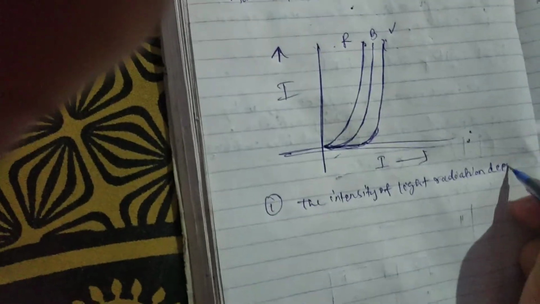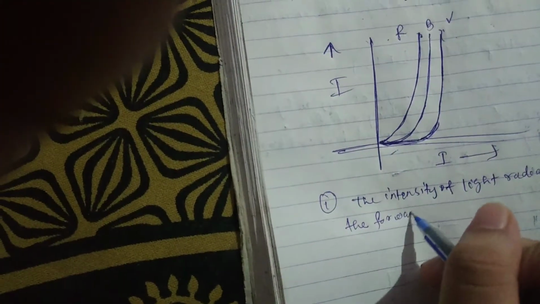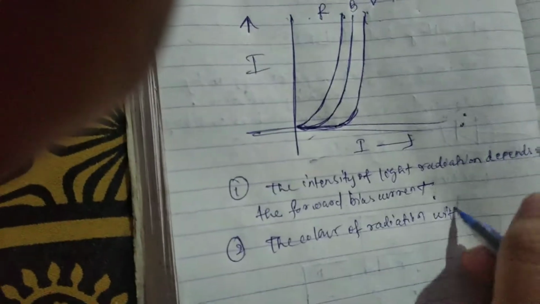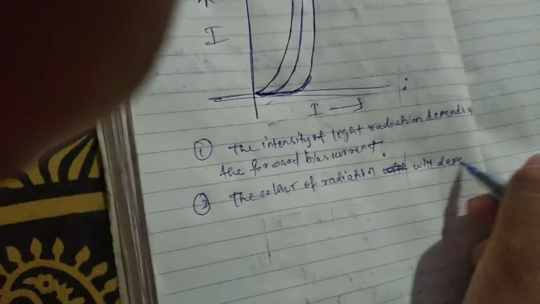So two things you have to note: that the intensity of light radiation depends upon the forward bias current, and the color of radiation will depend upon the band energy gap. So this band energy gap means the depletion region.